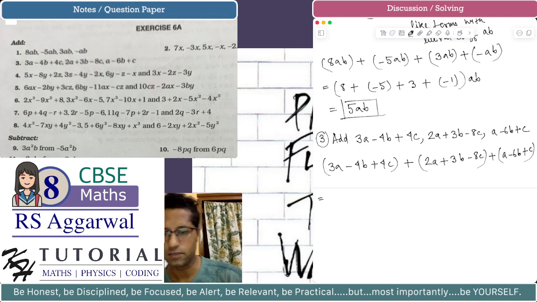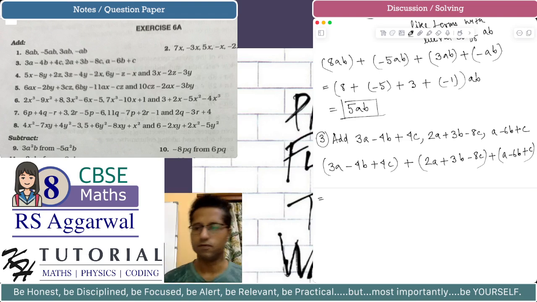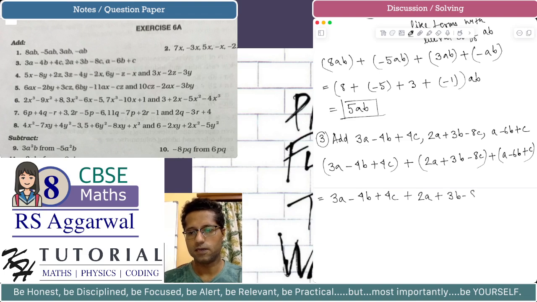Since these are additions of algebraic expressions, before the brackets there will be only an addition operation. So when we open a bracket with a plus sign before it, we can simply open the brackets. When we open the brackets, we have 3a minus 4b plus 4c plus 2a plus 3b minus 8c plus a minus 6b plus c.